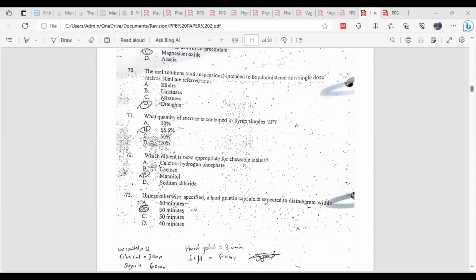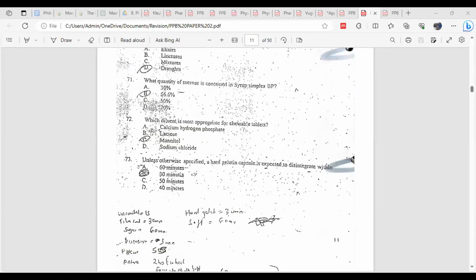What quantity of sucrose is contained in syrup simplex? It's 66, 66.6%. Which diluent is most appropriate for chewable tablets? Calcium hydrogen phosphate, lactose, mannitol, sodium chloride. Mannitol.